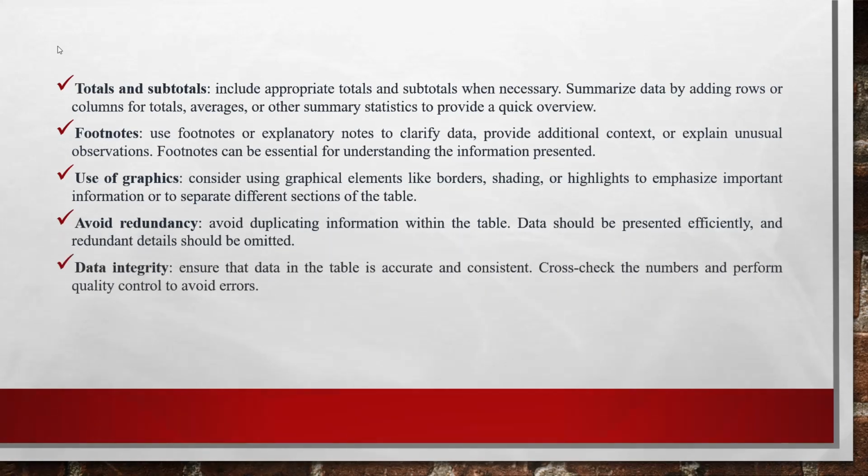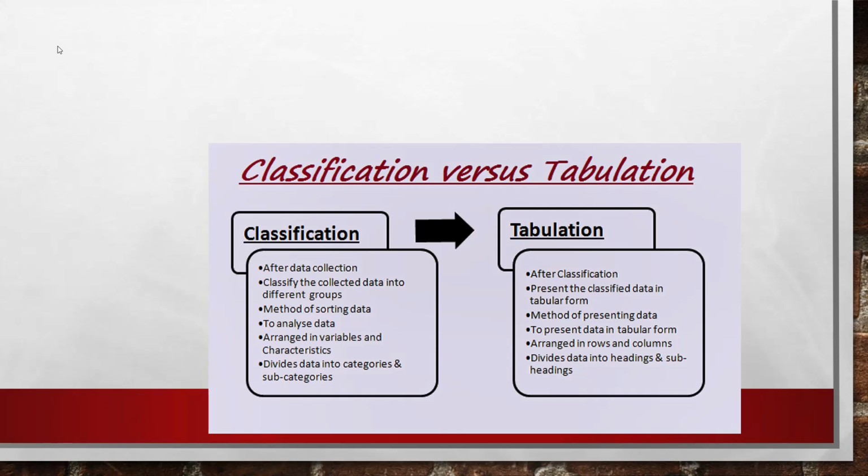Then the next principle is data integrity, which ensures the data in the table is accurate and consistent. Before finalizing, we should cross-check the numbers and perform quality checks to avoid errors. So these are the important principles of tabulation. Now we can look at the differences between classification and tabulation.